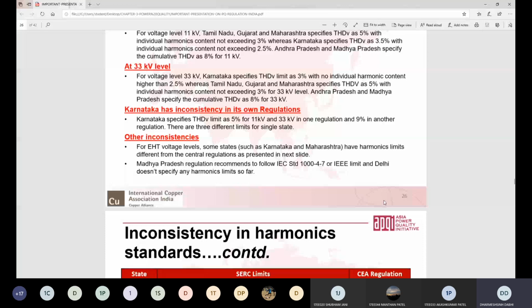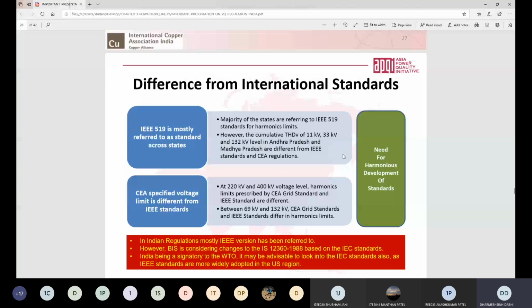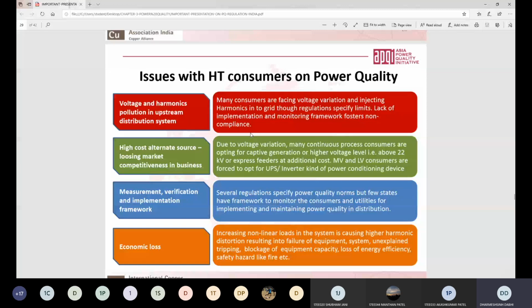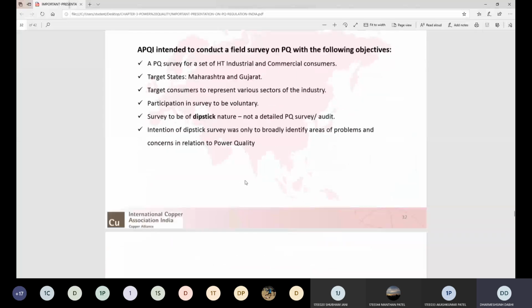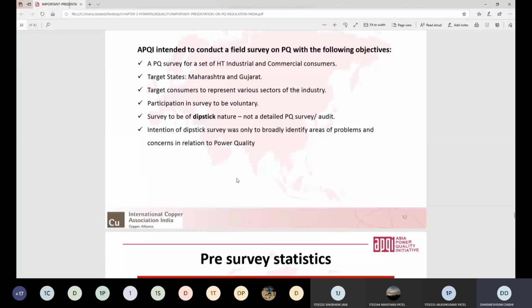You can also find the differences from the international standard, between the IEEE 519 standard and the CEA standards. You will find the different problems in this literature related to power quality standards. I'm not going to discuss this much. So I hope it is clear, what standards are followed in India, and what the difference is between the Indian standard and the international standard. I hope it is clear to all of you.